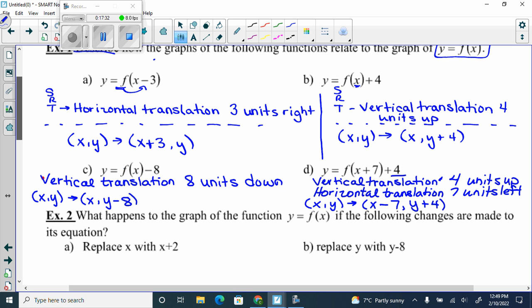So your mapping and your words should be the same. If you think you're mapping, I just need to move this point. I need to move it 7 left. Well, I'm going to have to subtract 7 off of it. Right?